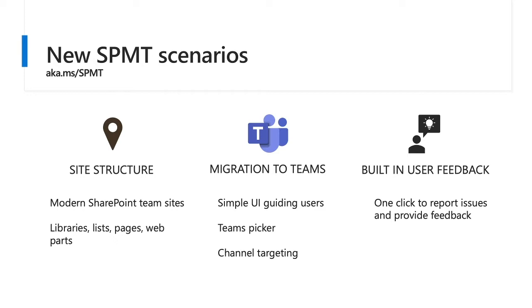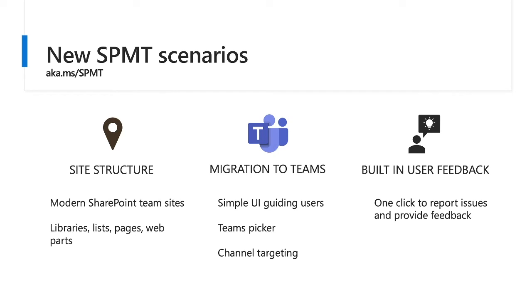We have a much easier and tighter integration with Teams, so you can simply use the tool that will guide you into figuring out the destination. You'll have a simple Teams picker to select the teams that you want to migrate to, and you can target specific channels to migrate your content. Finally, we've added the capability to introduce user feedback. So with one click, you can report issues or provide feedback in order to give us that information.